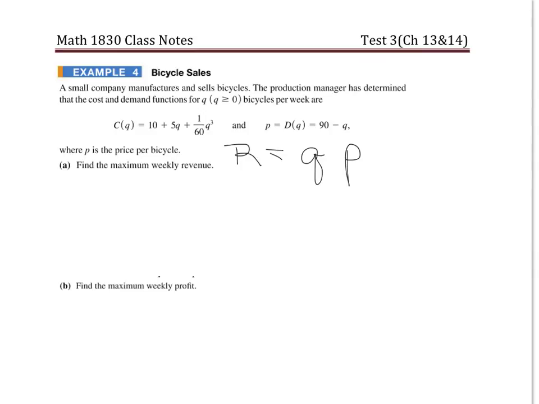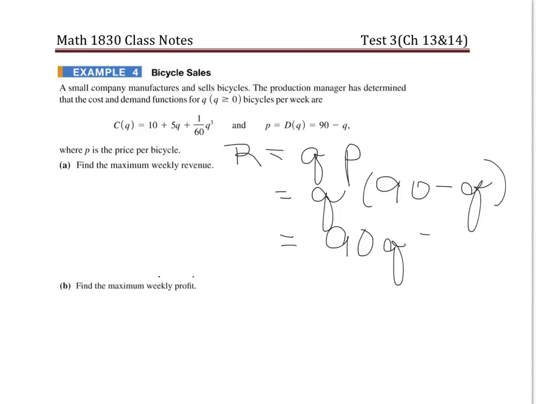And we have an expression for P, and what we need is to find an expression for the revenue based upon that. So since the revenue is Q times P, revenue is going to be Q times 90 minus Q, which is 90Q minus Q squared.